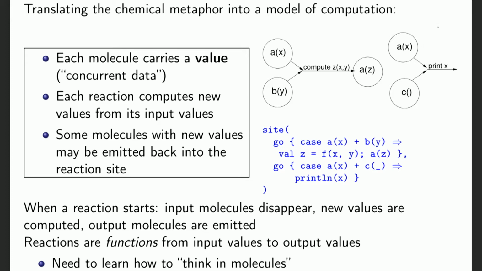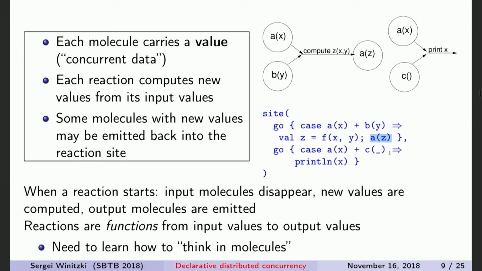Here's the actual syntax in my Chemist DSL for this kind of program. Reactions are partial functions in the Scala syntax. This plus is the chemical plus, is not really an operation. It's just a separator. I'm taking A with value X, and I'm taking also B with value Y. I'm making a computation, and I'm emitting A with value Z. Very concise.